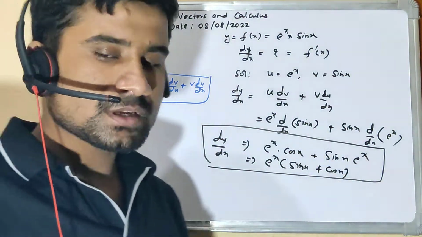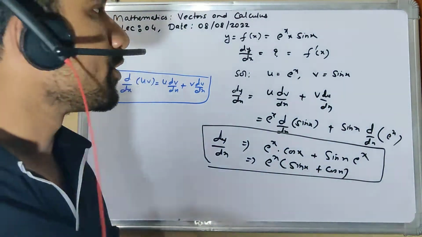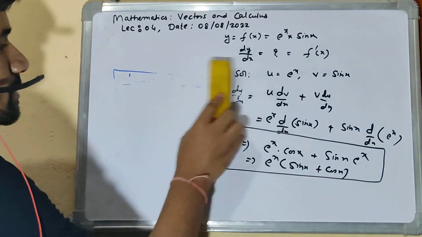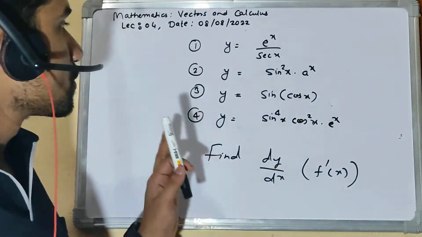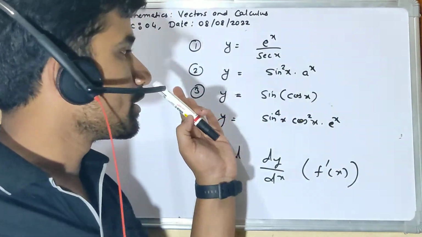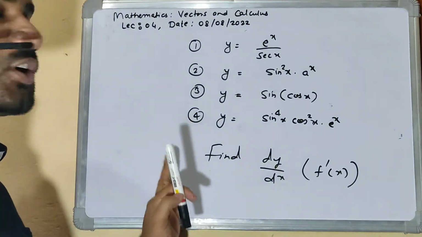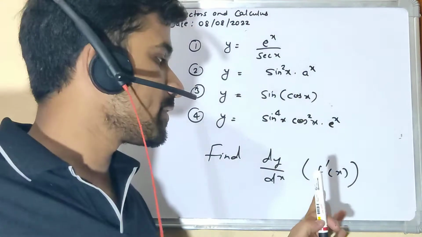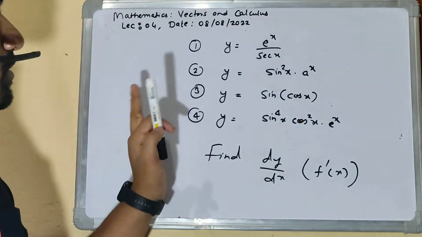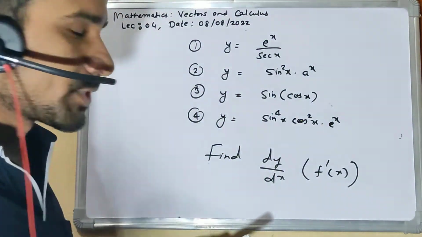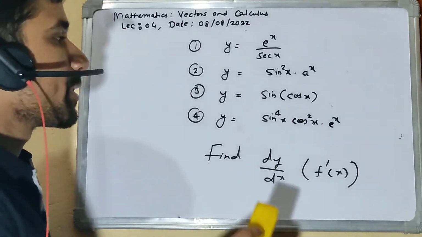I'll give you some assignment to do for yourself and then we can discuss it in the next sessions. These are four functions where y is a function of x. You need to find dy by dx, which is basically f dash x, the first differential. So this is how it is. Let's move to the next topic in this series.